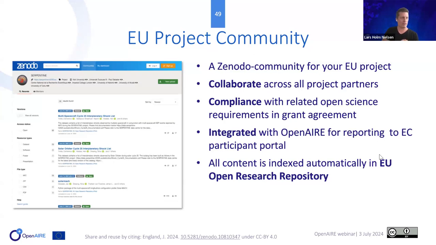For instance, at CERN, we also have our own institutional repository. But there, if the EU deliverable is produced by another set of people from other institutions, then it doesn't really fit into the institutional repository. So sometimes it can be difficult to find this common place to collaborate when you have an EU project. So a Zenodo community is really this place where you can bring the different partners together and collaborate across those partners.